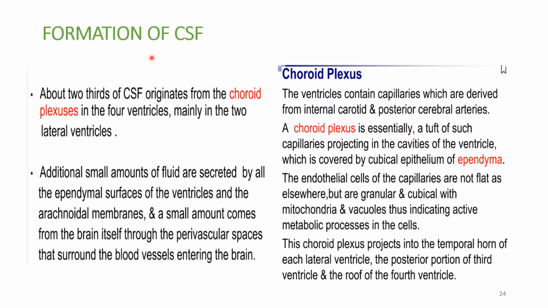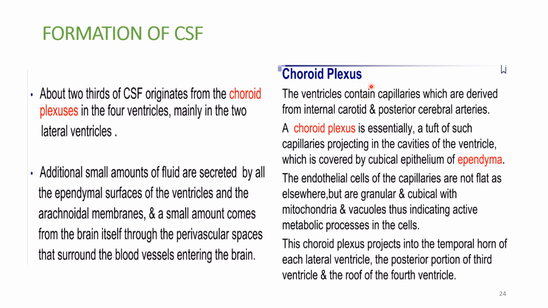Now coming to the formation of CSF. How is CSF formed? About 2/3 of the CSF originates from the choroid plexuses, which are present in the 4 ventricles, but mainly from the 2 lateral ventricles. Then additional small amounts of CSF are secreted by all ependymal surfaces of the ventricles and the arachnoidal membranes, and a small amount comes from the brain itself through the perivascular spaces.